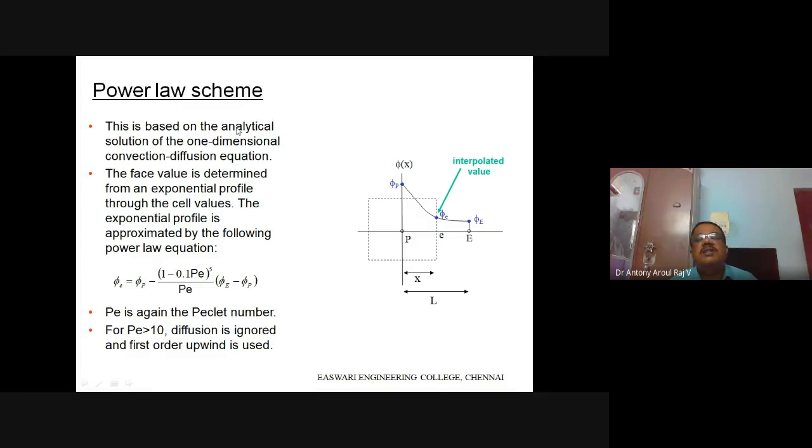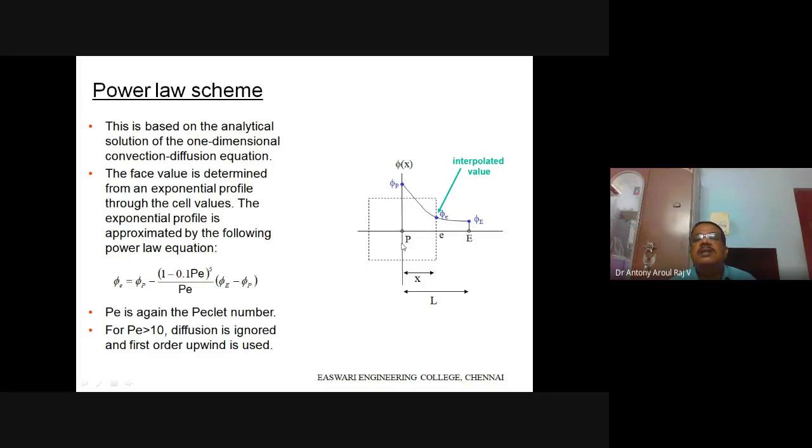In the power law scheme, what are you understanding? You go by the exact solution method. The exact solution for convection diffusion is exponential. So that means you have to do the discretization like an exponential problem. So you do the interpolation of an exponential.